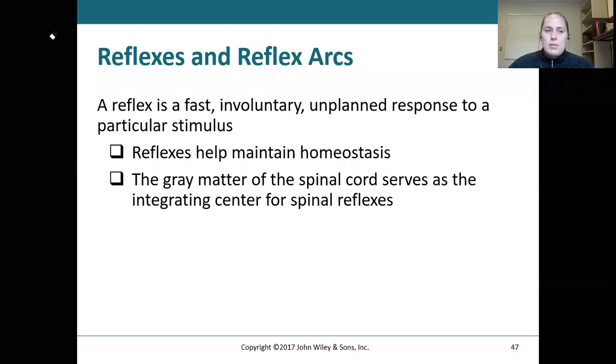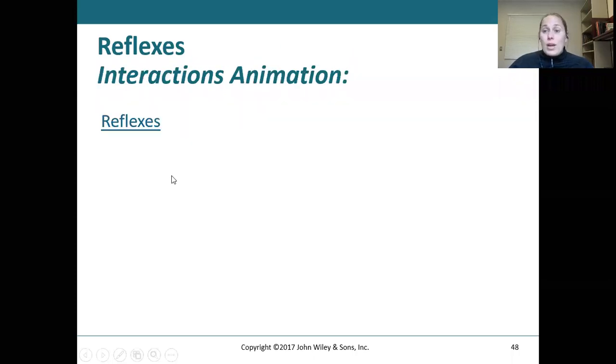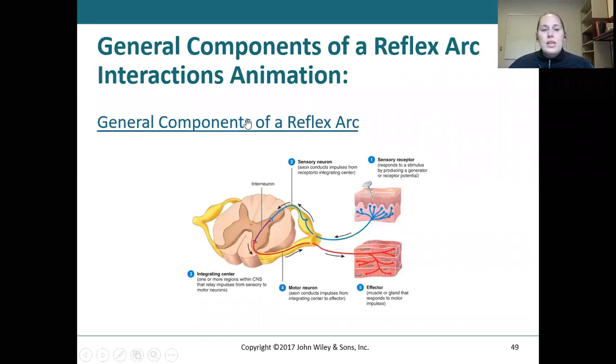So let's look at some examples of this. Okay, so reflexes, super fun. Here you can see the general components of a reflex arc. First, you've got your sensory receptor. In this case, it's a receptor that detects pain. Maybe you stepped on a tack or put your hand on a tack, and this information is coming from the sensory receptor to your gray matter that you see here.